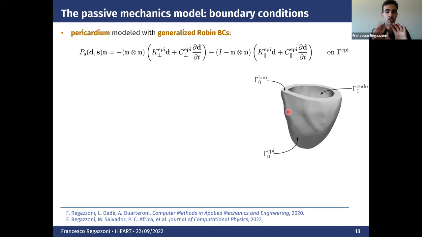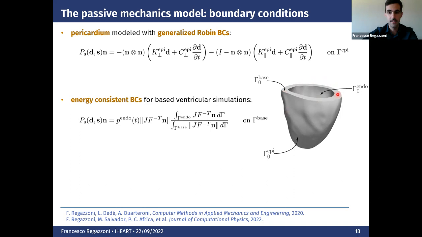So we apply some boundary conditions that account for the elastic interaction with the surrounding environment. Then we have the base of the ventricle, that is an artificial boundary, okay? And we derived a new expression for the boundary condition that we call the energy consistent boundary conditions, that have several advantages with respect to boundary conditions used before, and it allows us to obtain a very physiological behavior.